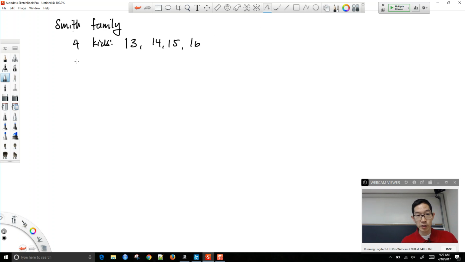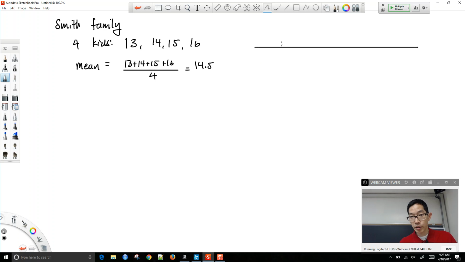And so in this case, our mean is, we add these up, we divide by 4, and I get 14 and a half. If we create our number line, we just start at 10. It makes sense that the balance point is right here. Yeah, 14 and a half.